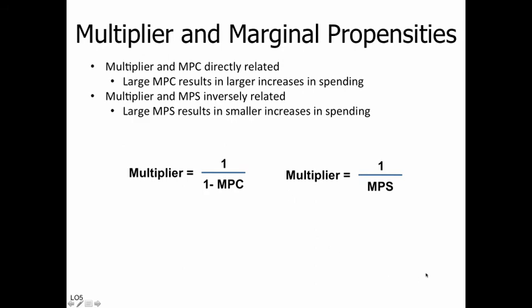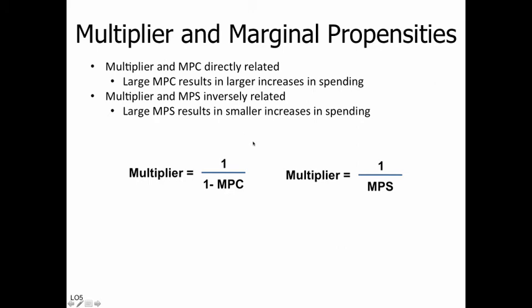So there's this clear relationship between the value of the multiplier and the MPC. Again, the bigger the MPC, the more spending that gets passed on at each spending round. The smaller the MPC, the less spending that gets passed on at each spending round. So the MPC is a critical variable in determining the size of the multiplier.